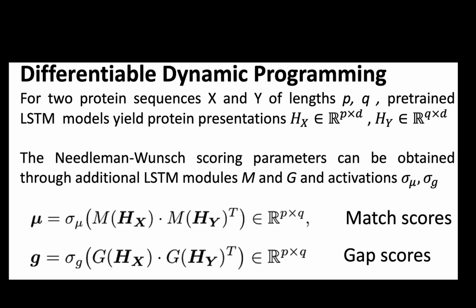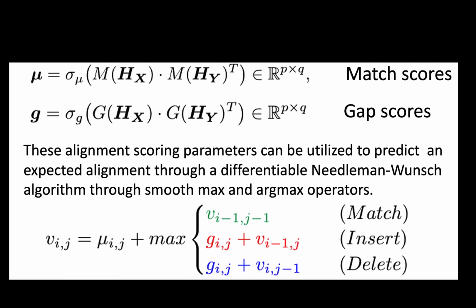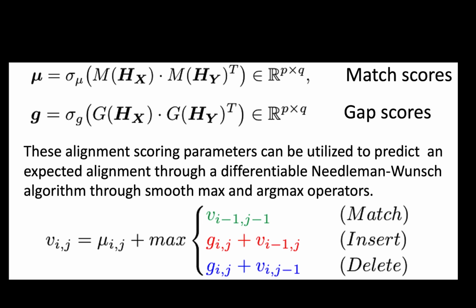Our model design can be split into two parts. First, we can use neural networks to learn the alignment scoring parameters that can be later evaluated for dynamic programming. Once we have the scoring parameters learned, we can then use a differentiable analog of the Needleman-Wunsch algorithm to predict the expected alignment between two sequences.